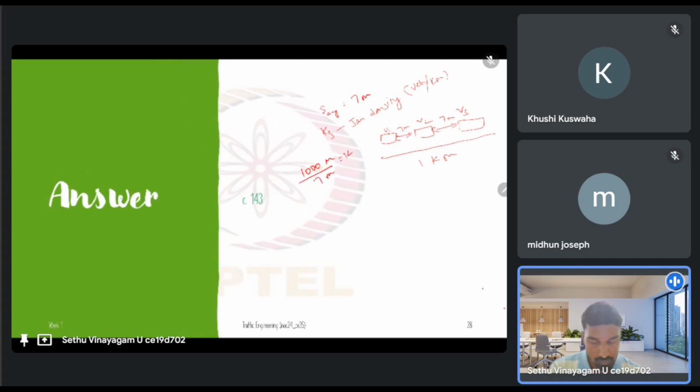So it will be 142.8, so approximately 143 vehicles in 1 kilometer. That's how we find the jam density. Okay, so the right option is option C.